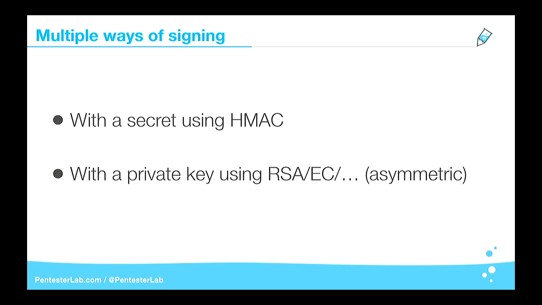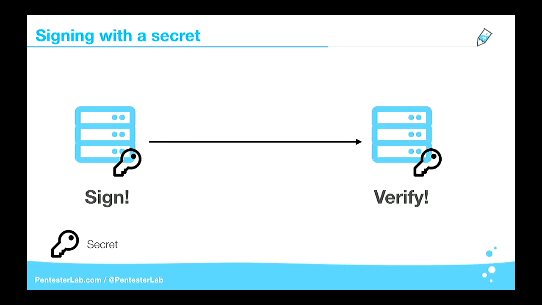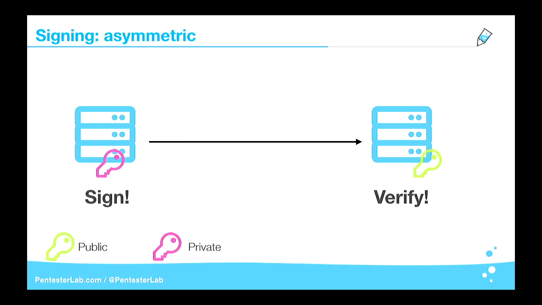And JWT supports both. So when you're using HMAC and you sign with a secret, you create some data, you sign it, you pass it to someone who is going to verify the signature, and both of you need to have the signing key. You need the secret, which is not awesome. So people are using private and public keys. You sign with the private key, then you pass that to the verifier, and the verifier says, okay, I've got the public key, I can verify this data.